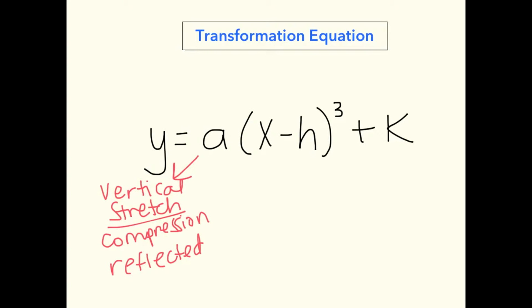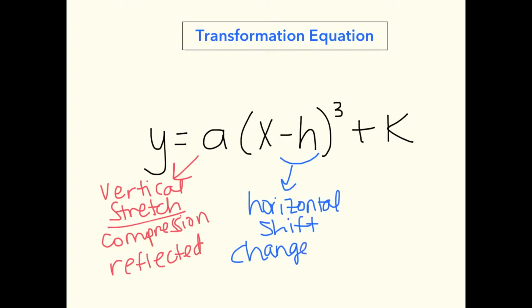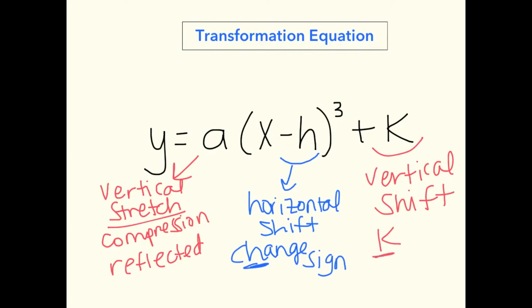The h, which is here with the x, the h is always the number with the x, tells us our horizontal shift, how our graph moves from right to left. And don't forget, we always change the sign of our h. And last, the k tells us our vertical shift, how our graph is going to move up and down on the y-axis. And then k for keep the sign of your k.